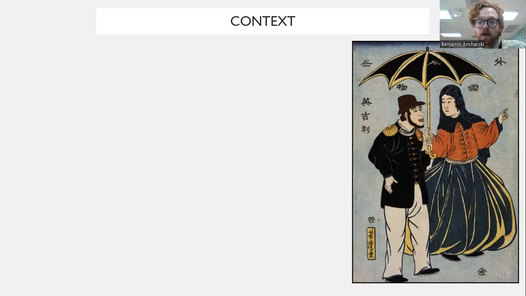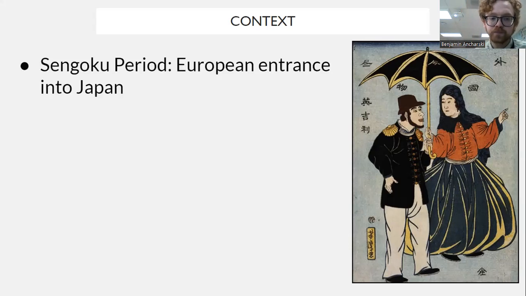Ansharsky. All right. So let's go ahead and look at how Europe is creating contact with Japan, and then we're going to look at how that contact will change Japanese society. So really, when did Europeans come into Japan? Well, actually, we can trace that back to the Sengoku period, that period of political disunity. It's a time of civil war, civil conflict.